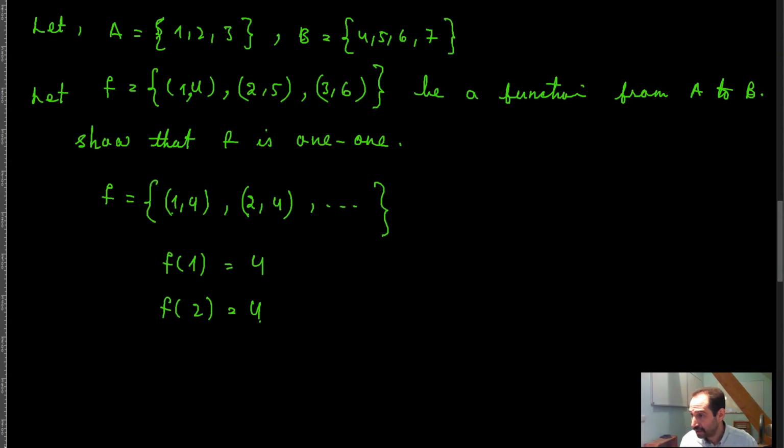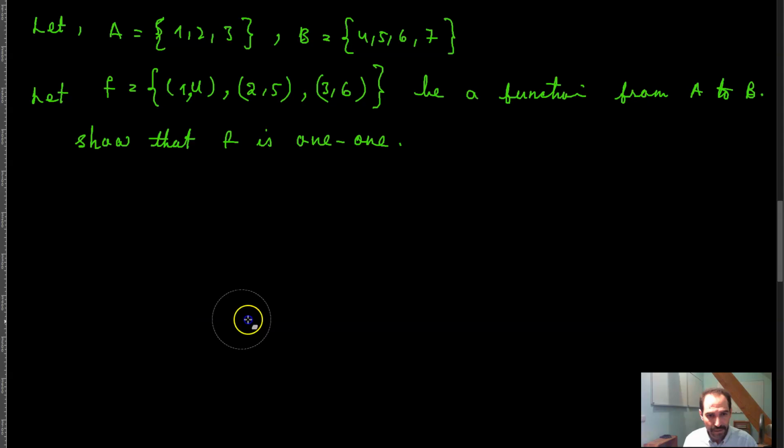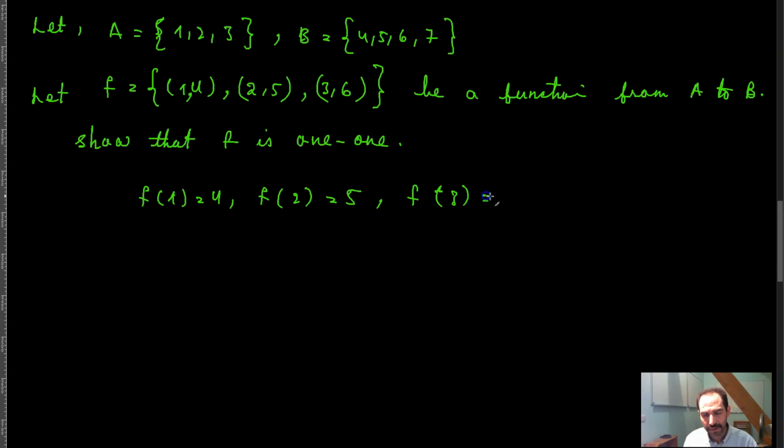So the answer here is, given that A is equal to this set and B is equal to this set, and f is defined as this function. So f of 1 is equal to 4. Let me erase all of these. So you can say that basically f of 1 here is equal to 4, and f of 2 is equal to 5, and f of 3 is equal to 6, right?